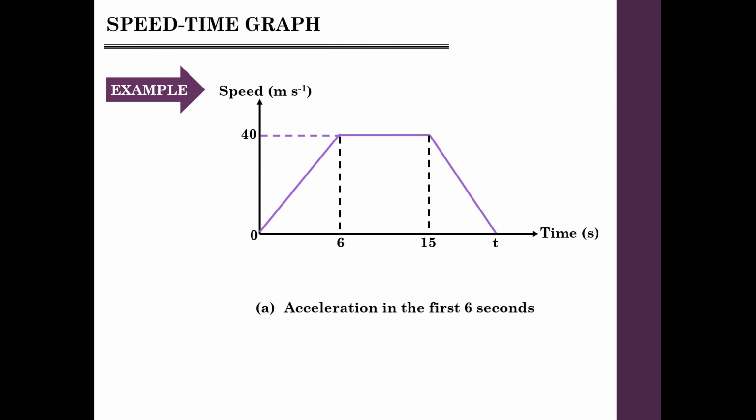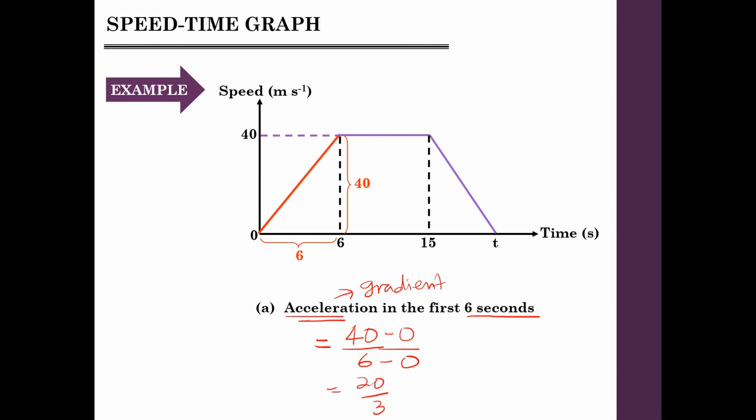So let's look at the first one. Find the acceleration in the first 6 seconds. So we are going to find acceleration for the first 6 seconds only. The first 6 seconds is here. To find acceleration, that means we have to find the gradient of the graph. As you can see here, the difference in value of y is 40, the difference in value of x is 6. And so to find the acceleration, 40 divided by 6, or 40 minus 0 divided by 6 minus 0, is also equal. y2 minus y1 over x2 minus x1, and so you get the answer 20 over 3 meter per second squared.